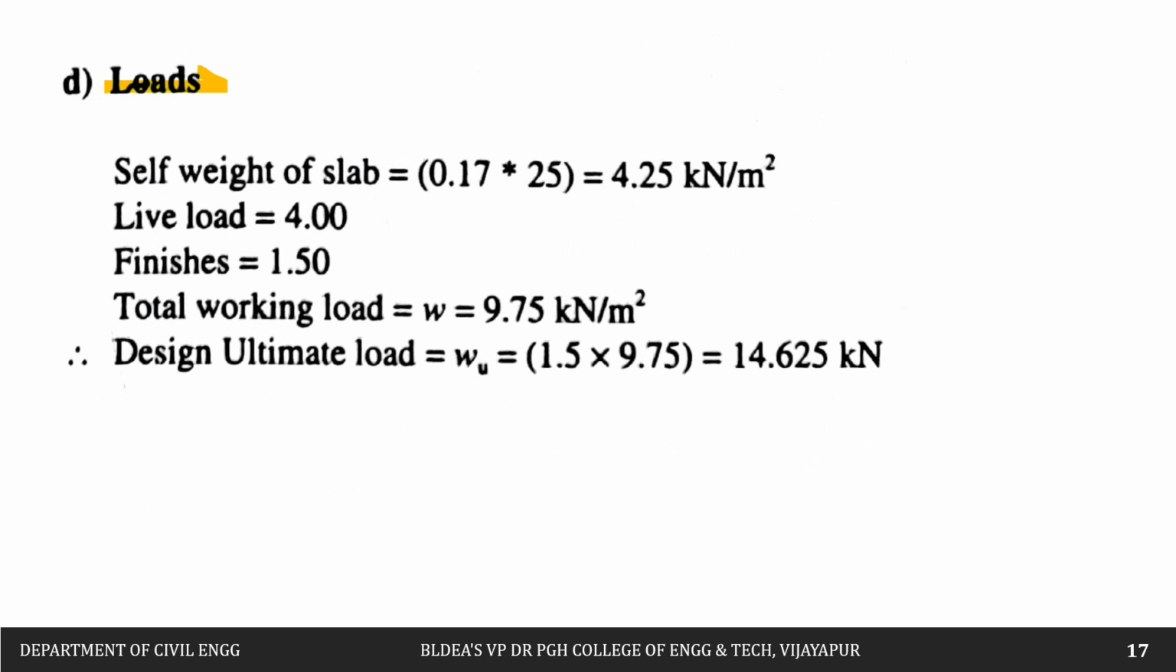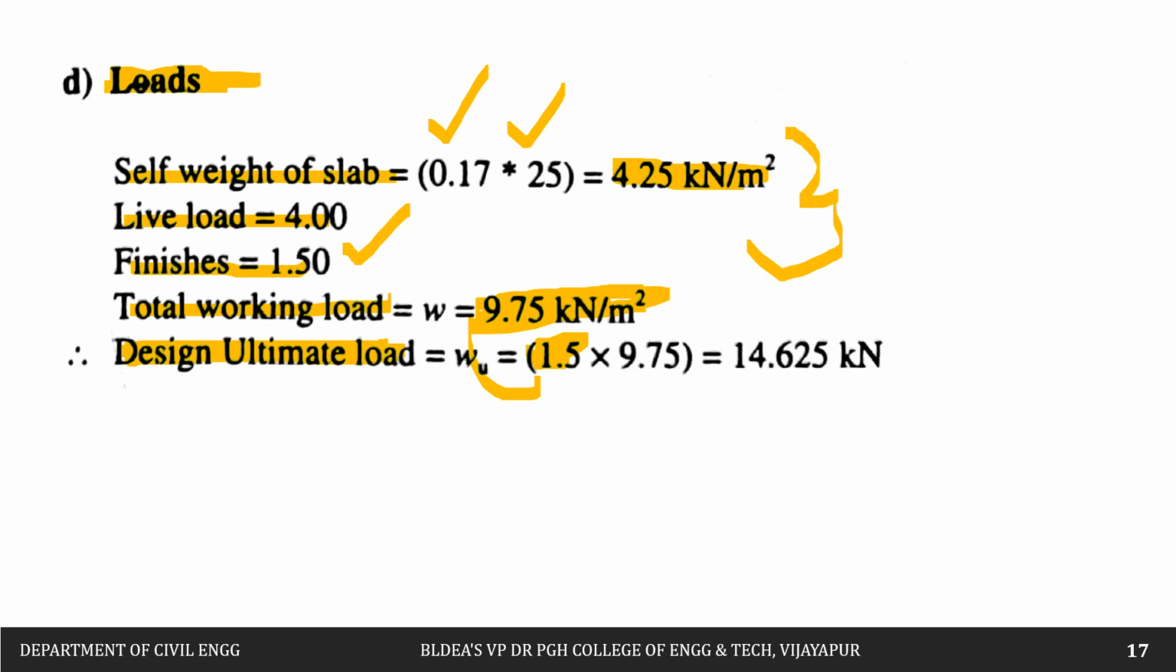Then next, let us calculate the load. Self weight of the slab will be equal to depth of the slab multiplied by density of RCC, that is 25, which will be 4.25 kilonewton per meter square. Live load is 4, floor finish let us assume 1.5. Therefore total working load, if you add up these three loads, will be 9.75 kilonewton per meter square. To calculate the design ultimate load, we have to multiply it by 1.5. So 1.5 multiplied by 9.75, we get 14.625 kilonewton per meter square.